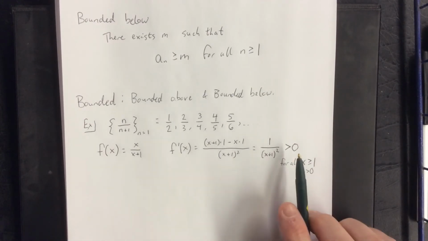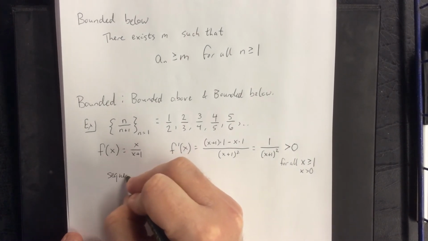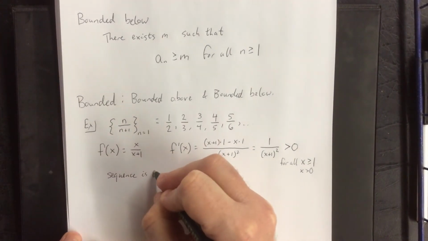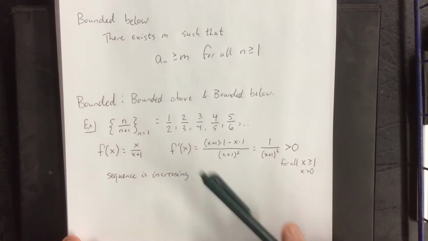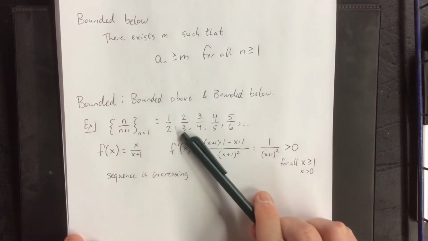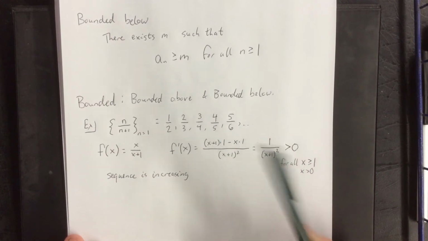The important thing is we got that the first derivative is positive, therefore the sequence is increasing. And you'll notice that the value of the fractions is getting larger. This is 0.5, 0.6 repeating, 0.75, 0.8, 0.83 repeating. So yeah, the fractions are getting bigger.